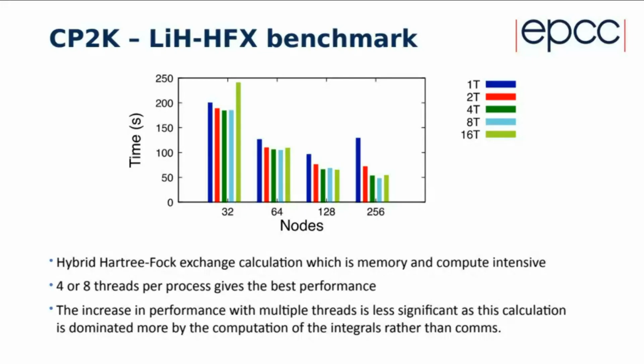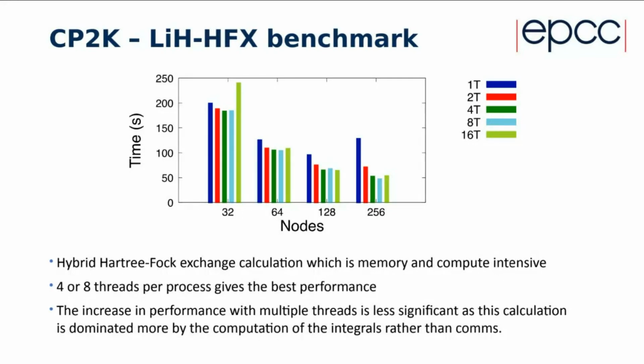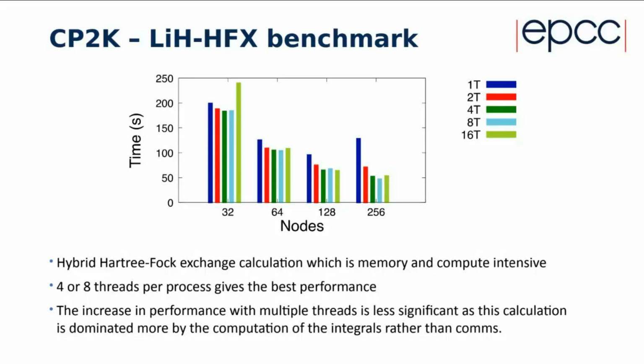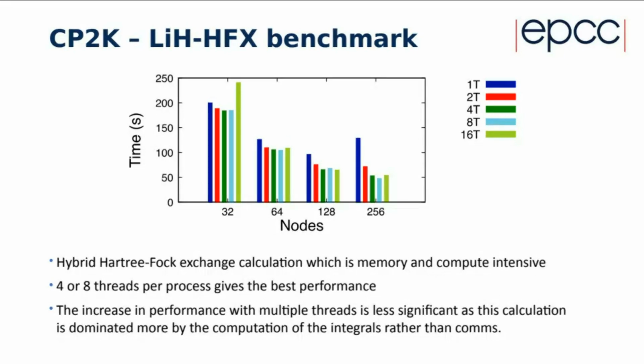Now looking at the larger, more intensive Cbdk benchmark. So this is a hybrid calculation of ARCHER2 exchange. So this is more memory and compute intensive. In this case, using 4 or 8 threads per process gives the best performance. So even on 32 nodes here, 4 or 8 threads per process has a faster runtime than using a single thread.